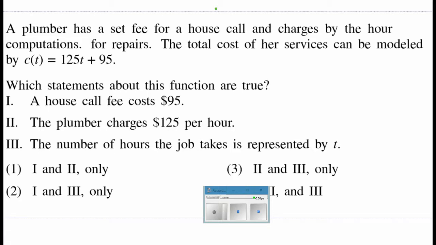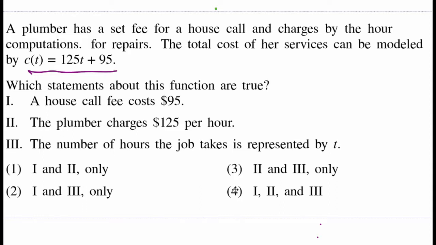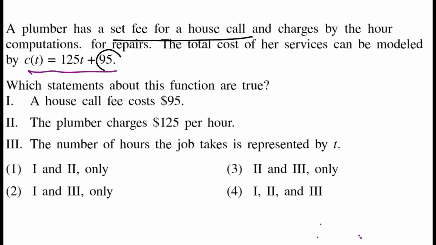A plumber has a set fee for a house call and charges by the hour for repairs. The total cost of her services can be modeled by C of t. So C of t here is a linear function. We have a slope of 125 and a y-intercept of 95. So which statement about this function is true? Does the house call fee cost $95? The plumber has a set fee for a house call. That set fee there is the y-intercept.